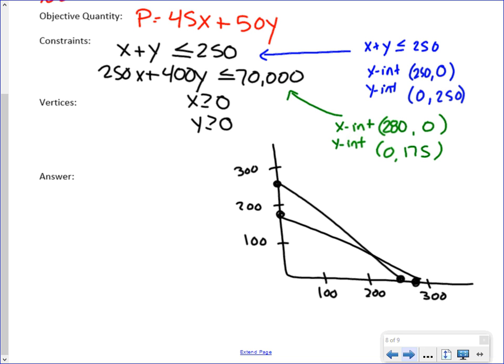Where's my shading? Still below. Yeah, because (0, 0) would make this true. So this area is shaded. And then I want to pick out those 4 points. Olivia.